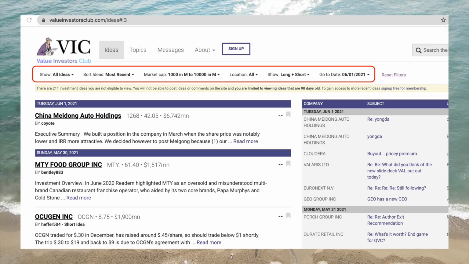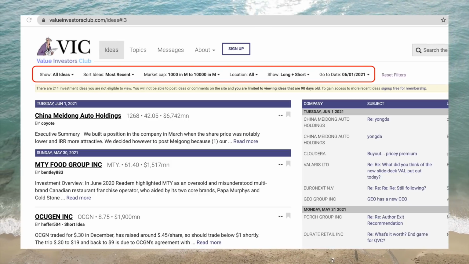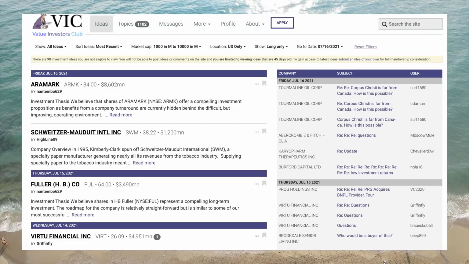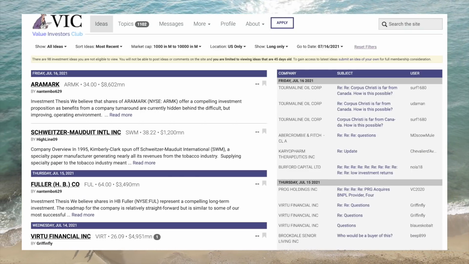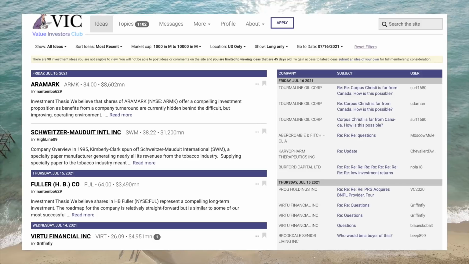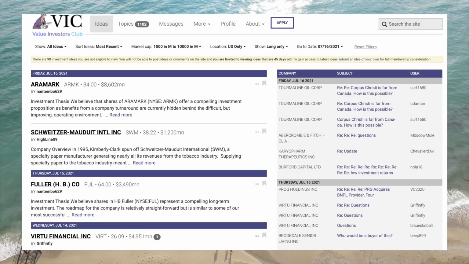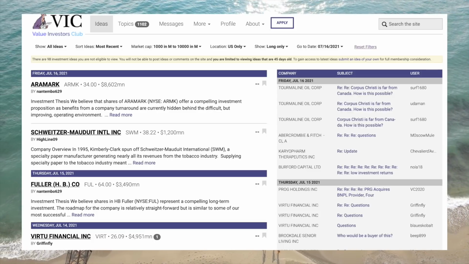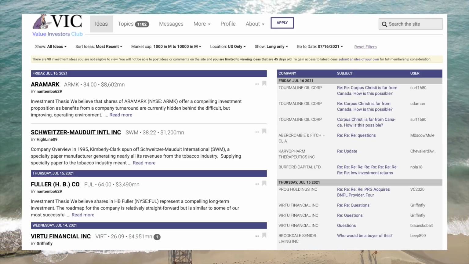They have filters based on what type of stocks you want to see. You can sort by long or short ideas, market cap, and company location. We filtered to look for only long ideas in the US with market caps between $1 billion and $10 billion. The investment write-ups are usually very long and detailed. Many of the authors are professional investors who research stocks for a living. Value Investors Club offers perhaps the highest quality write-ups you can get for free.